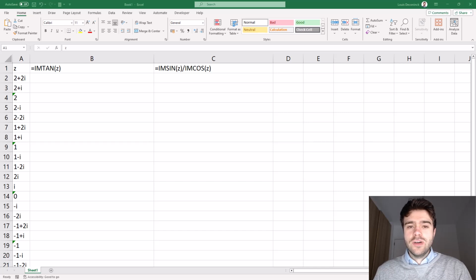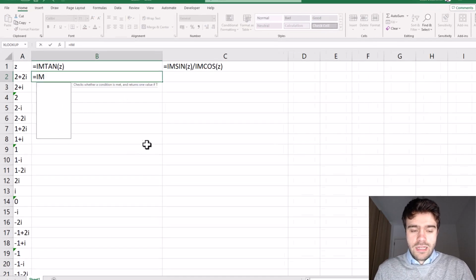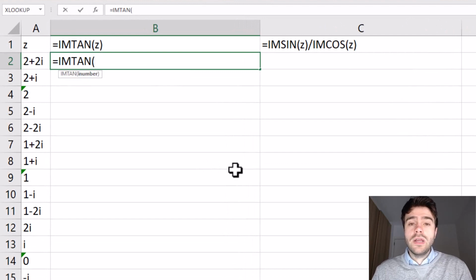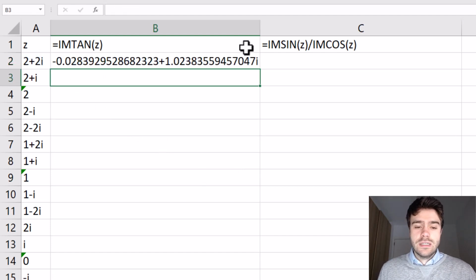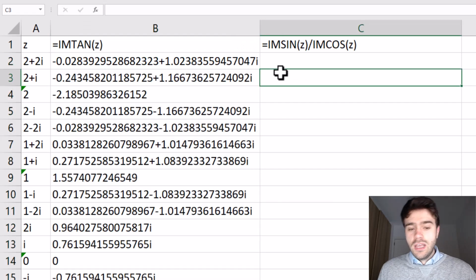The IMTAN function within Excel allows us to calculate the tangent of a complex number. To write this formula, we simply write =IMTAN, and then we need to supply one argument, which is a complex number. So in column A, I have some complex numbers. I input this as the argument, close the parentheses, press enter, and pull this downwards.